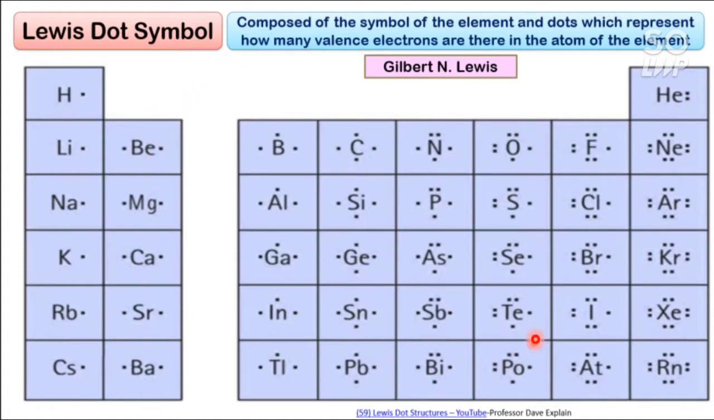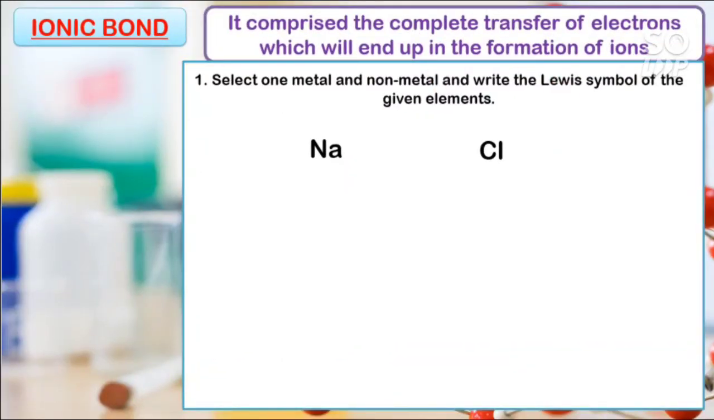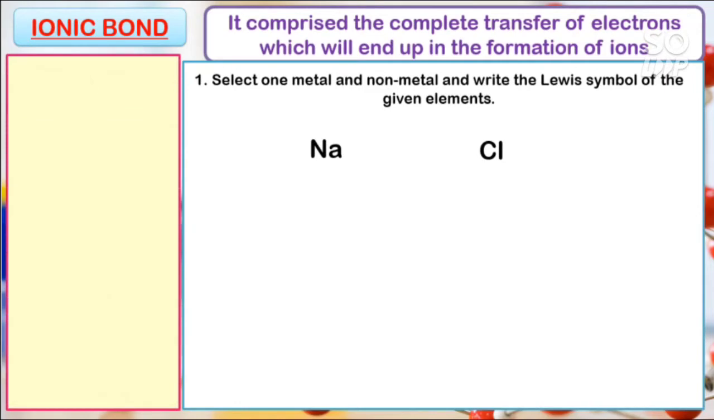So this diagram is very important for you to be familiar with how many dots are present in each element. And of course, in our lesson for today, which is ionic bonding, the Lewis dot symbol is one of the rules that you have to follow to work on ionic bonding. So you can check Google for the picture of this Lewis dot symbol, or you can have this copy. So going back to our procedure, we all know that we have to write the Lewis symbol.